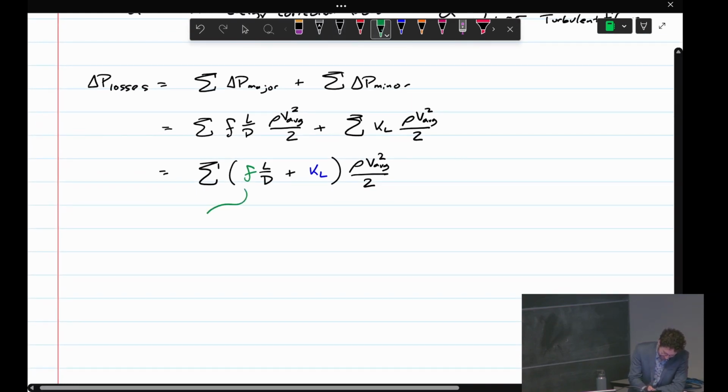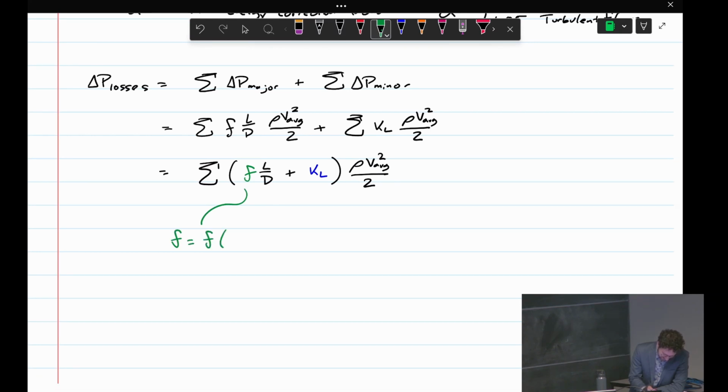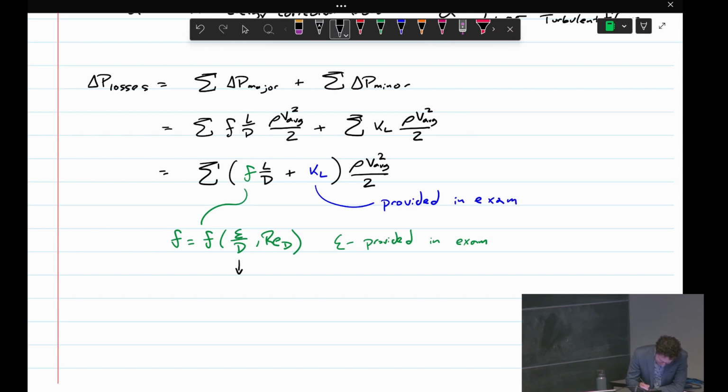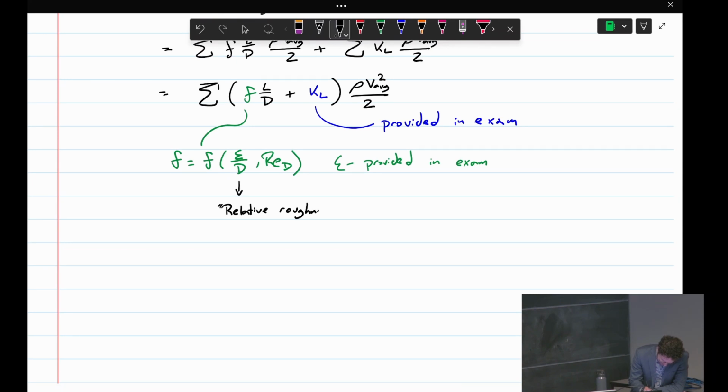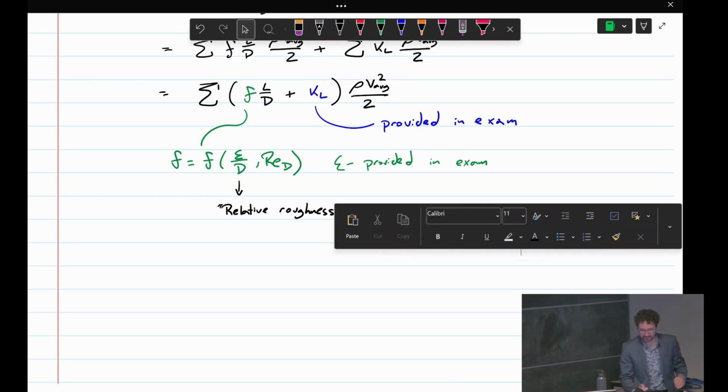Okay, so f here is a function of relative roughness, epsilon over D. That's a material property, the roughness of the inside of the pipe, and the Reynolds number based on diameter. Just a reminder, epsilon will be provided, or I'll give you a table for it in the exam. KL also came from a table when we analyzed it, but those will be provided in the exam. Epsilon over D is the relative roughness. Any questions?